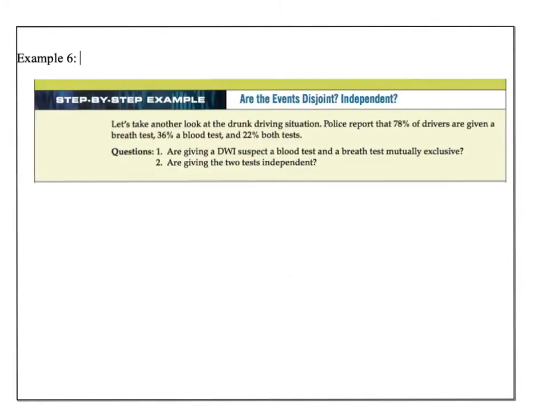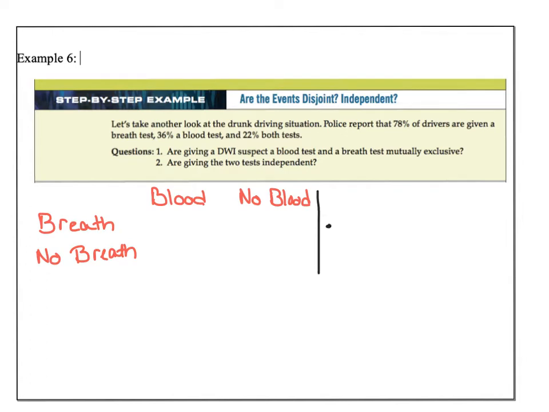Let's take another look at the drunk driving situation. So police report that 78% of the drivers are given breath tests, 36% a blood test, and 22% are given both tests. So we've already looked at this scenario using a Venn diagram. I'm going to show you the same scenario, but we're going to do it by looking at it through a contingency table. So some people take a breath test, and some do not, and some take a blood test, and some do not. So I'm told that 78% take a breath test, all right? So that's actually going to be the marginal. Okay, that's a simple probability.